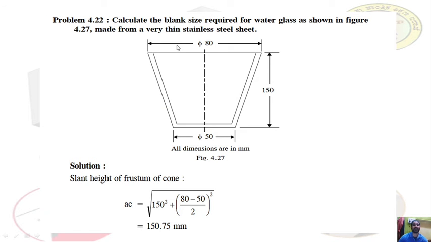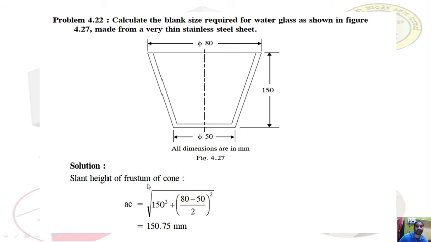Next is to calculate the blank size required for a water glass as shown in the figure, made of very thin stainless steel sheets. I will show here. So this is a glass. This glass is just like a funnel shape here. So the extra thing is only a bottom plate. So this upper portion is just like a funnel. So you have to calculate the upper portion in the form of a frustum. The surface area is calculated in the form of a funnel. So the lower portion has one cover plate, that is of 50 mm diameter.